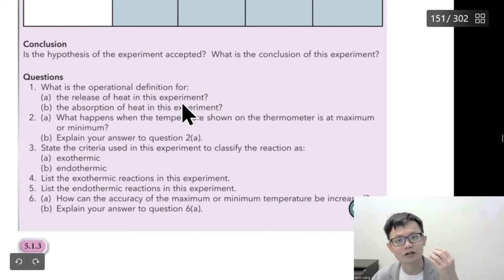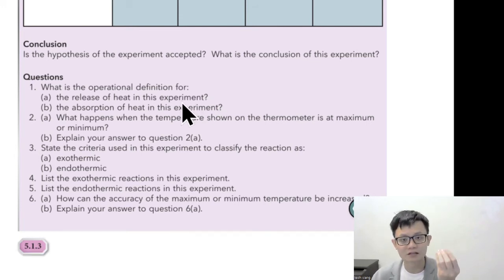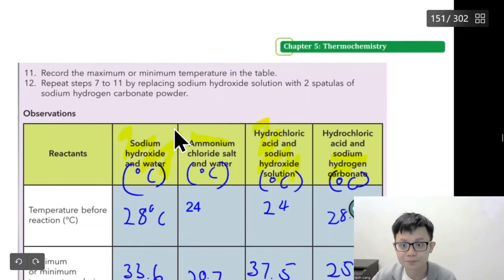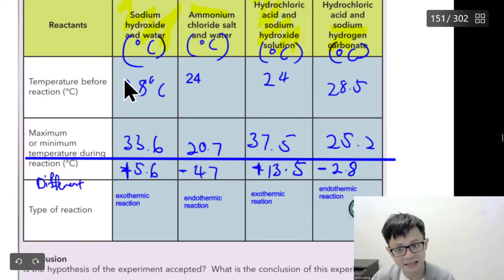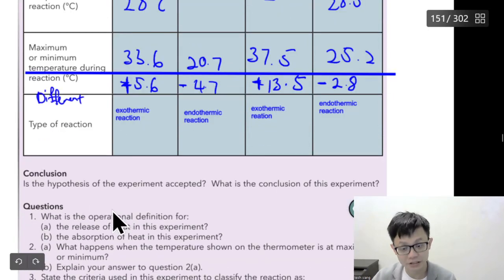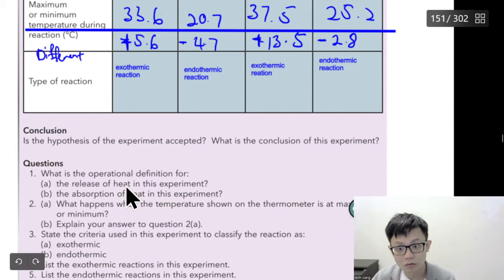Operational definition is more towards the specific, because towards this experiment, rather than you go to the dictionary and find the meaning. It's more specific towards a certain category. For example, for this experiment, I can say that there is an increase in temperature in exothermic. So what is the operational definition? I think it will be exothermic, the rise in temperature.